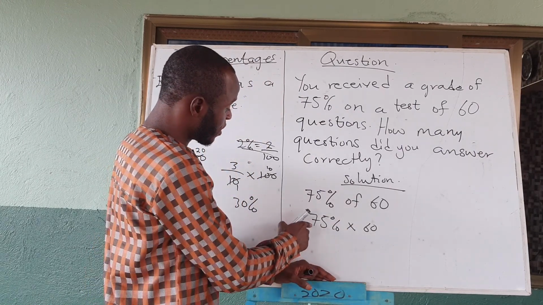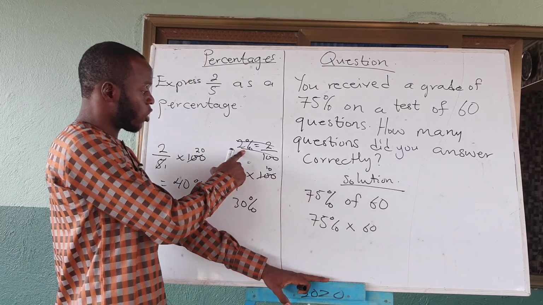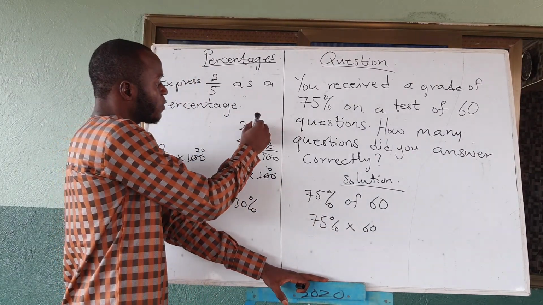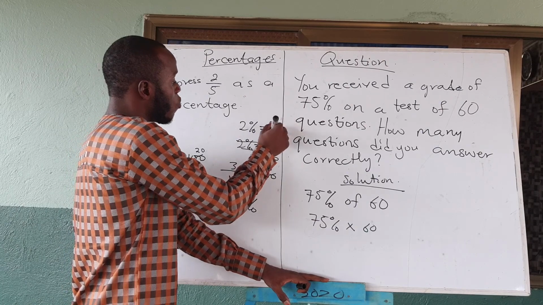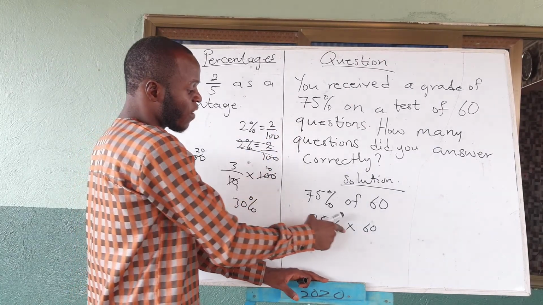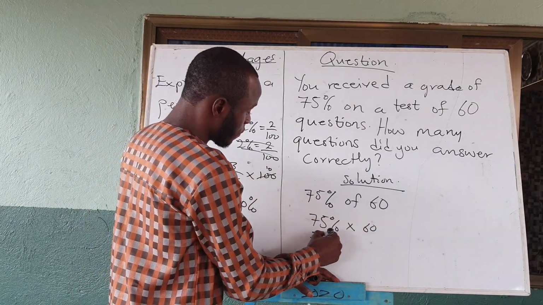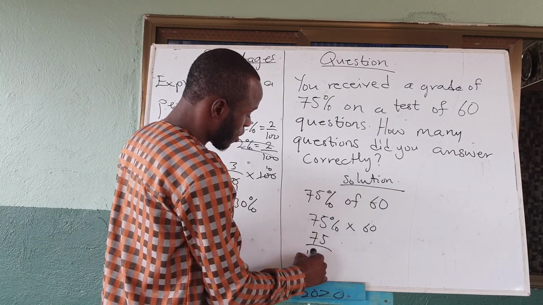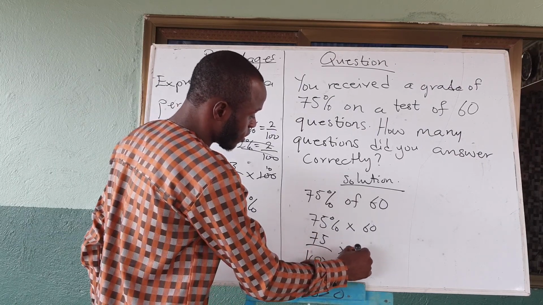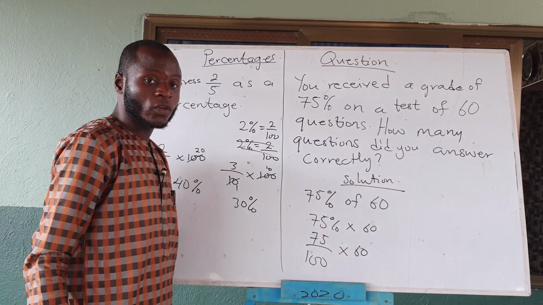Okay, so expressing this 75%, I made a certain analogy here. If you have any number which percentage is attached to it, it means that number over what? Over 100. So 75% of this one will give us 75 over 100 times 60. Okay, so this is what it means.